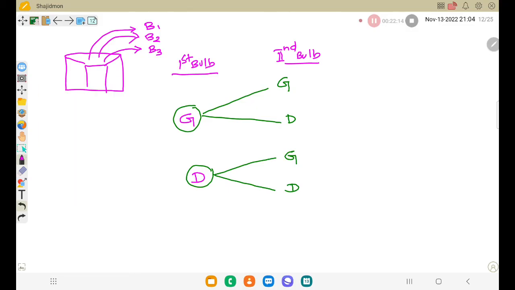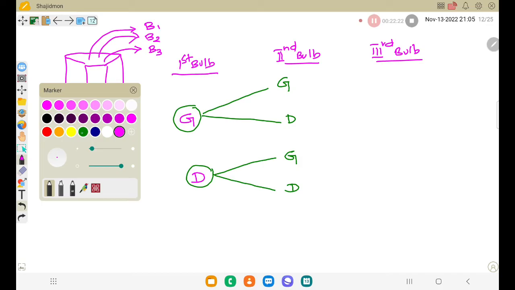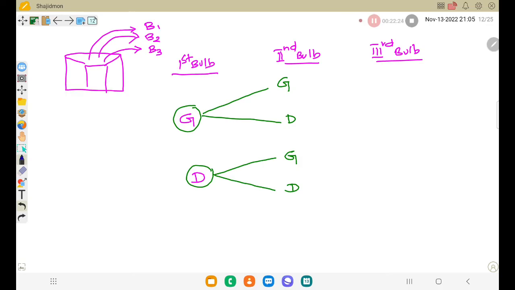Now if I go to the third bulb, again the same options: good bulb or defective bulb. So for example, the first bulb is good, and the second bulb also turns out good. Now what are the options for selecting the third bulb? Either that bulb is good or that bulb is defective, correct.